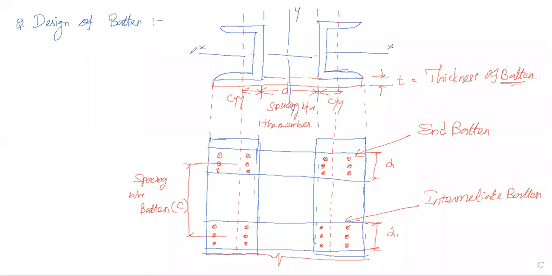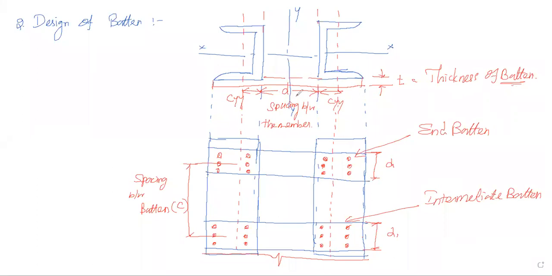Now let us think about our design of battens. First we have to decide the center to center spacing, that is the spacing between the compression members. Then we have to go for the spacing between the battens. Then the length of the battens, the depth of the end batten and the depth of the intermediate batten, then the thickness of the batten. After designing this, we have to check whether it is satisfying the shear force or bending moment. Let us move on to the design of battens.